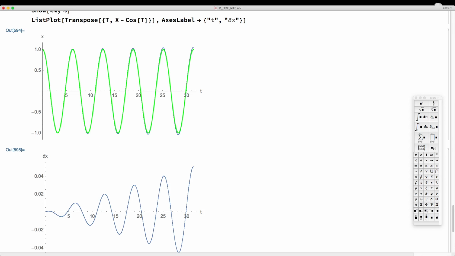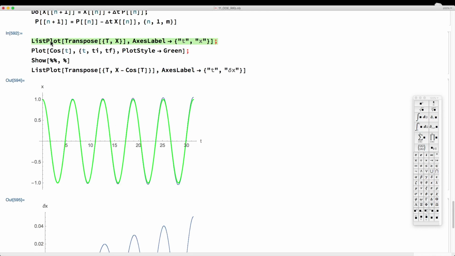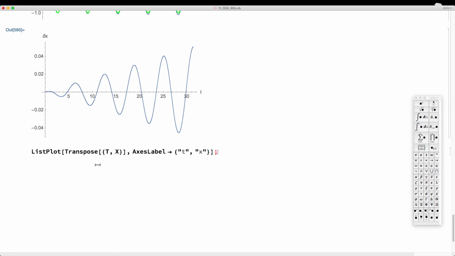It's actually interesting to look at the phase plot of momentum versus position. To do that, we can use a list plot, and instead of x and t, we can use p and x. So let's actually copy paste this. We can use x here, and we can use p here, and x here and p here.